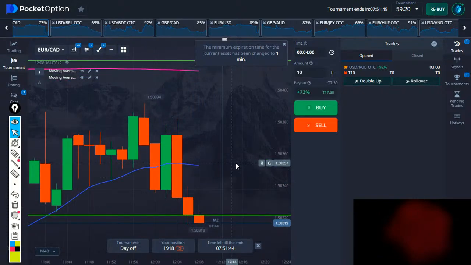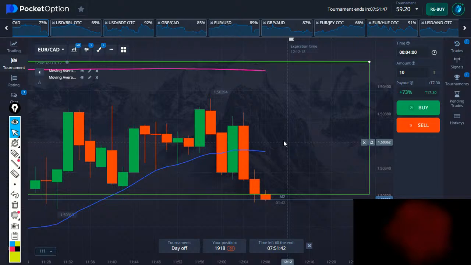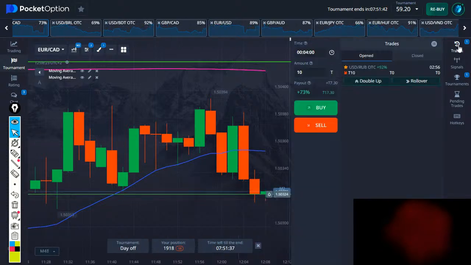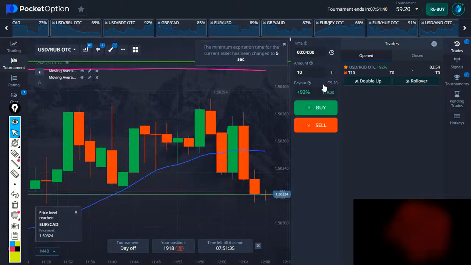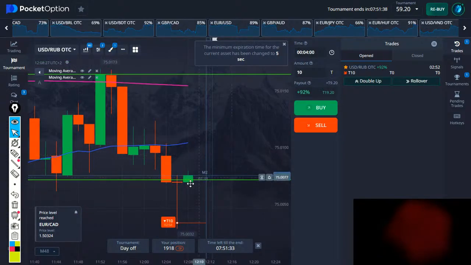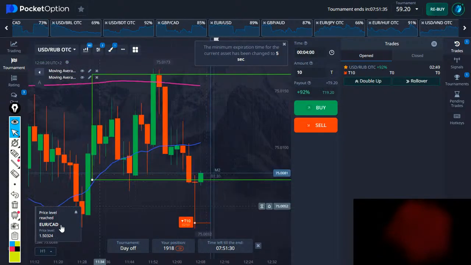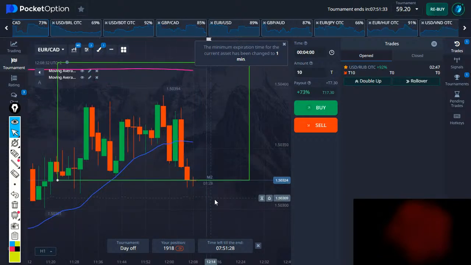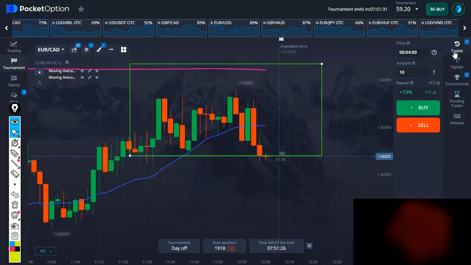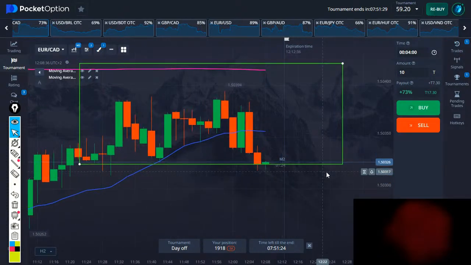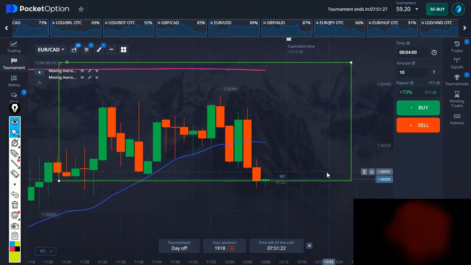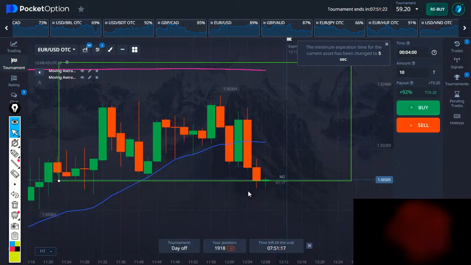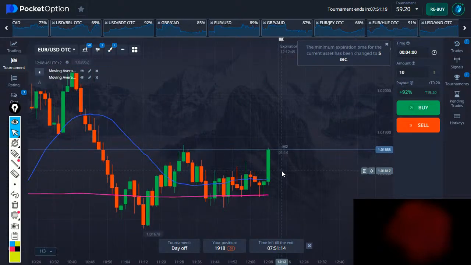Okay, it's moving out. This is bullshit. I mean, come on. EURCAD. We have something on the EURUSD. Yes, that's it. I'll take this one. 4 minutes.